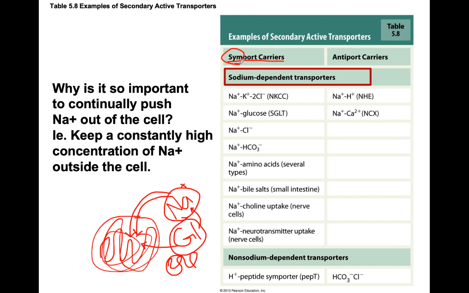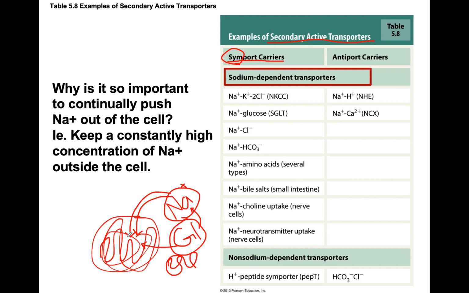Glucose is not the only solute that does this. Chloride, bicarbonate, amino acids, protons, calciums, all of these essential solutes will use this type of symport carrier to move into the cell. We call this secondary active transport. Active because it's supposed to use ATP, but secondary because it doesn't actually use ATP. We piggyback it with a sodium to move down the concentration gradient.